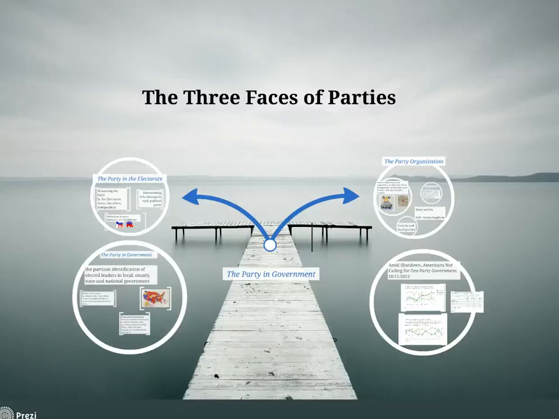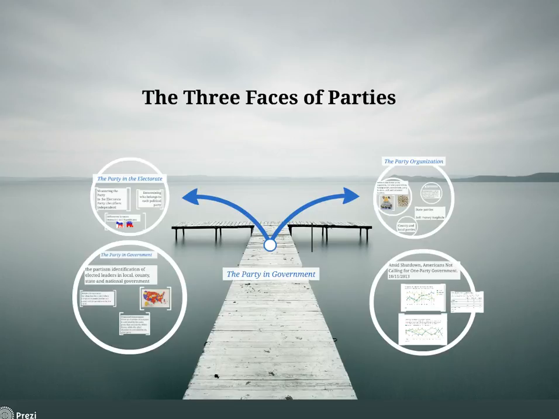Today we'll look at the three faces of parties. The first face is the party in the electorate, the second is the party organization, and the third is the party in government. American political parties perform their various functions through these three faces or spheres of operation. The three components of the party, like I said, include the party in the electorate, the party organization, and the party in government.